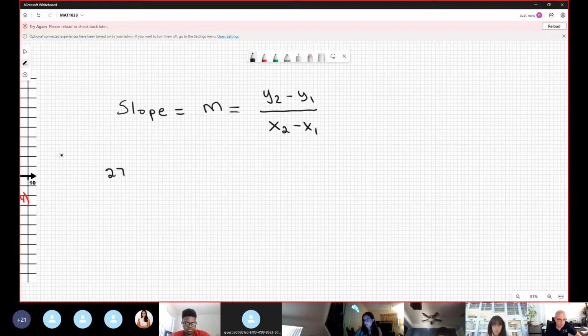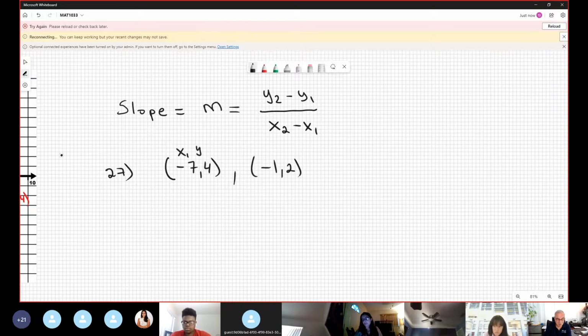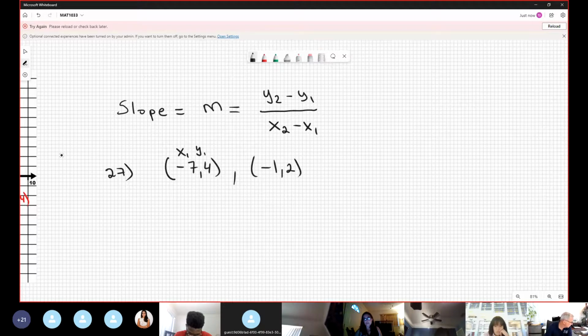Okay, example 27 is negative 7, 4, comma, negative 1, 2. Entonces, you suppose, completely arbitrary, this is x1, y1. Pero si you suppose que this is x1, y1, the answer doesn't change. And this is x2 and y2. Okay, entonces substitution. Plugging in.